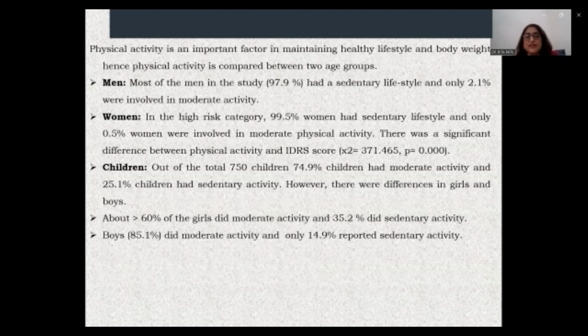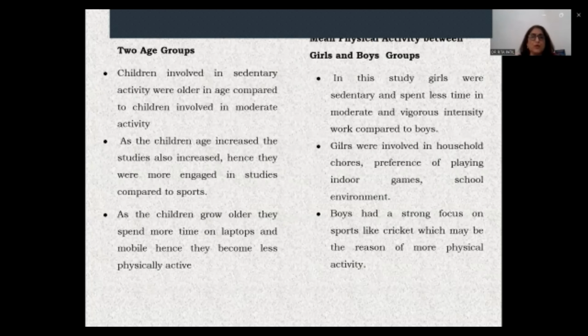Out of the children, 75% had moderate activity and 25% had sedentary activity. But here we saw differences in girls and boys. 60% of the girls showed moderate activity, but 35.2% did sedentary activity, whereas boys were more with moderate activity and lesser with sedentary. Also, in the two age groups, children involved in sedentary activity were older compared to children involved in moderate activity. So maybe as age increases, children tend to get sedentary.